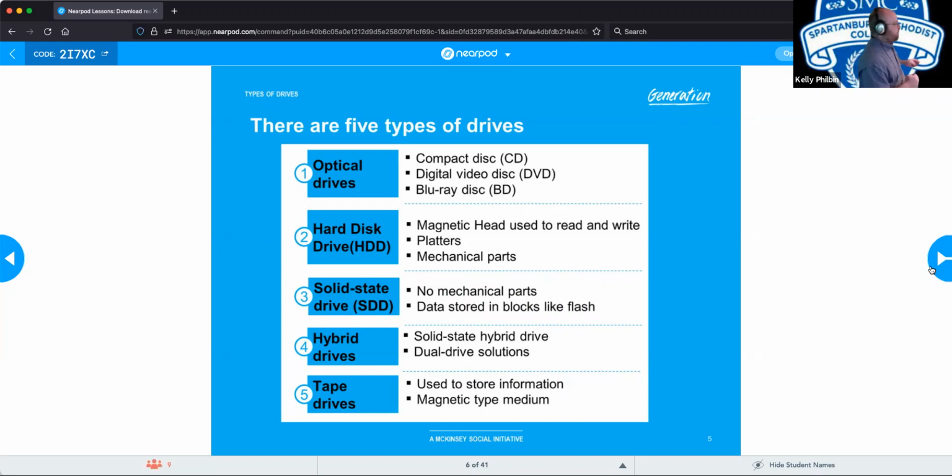And then we have the old school tape drives. Yes, these are still in use because they happen to be one of the best ways to store information long-term and not have it degrade. But it also operates off of a magnetic medium.